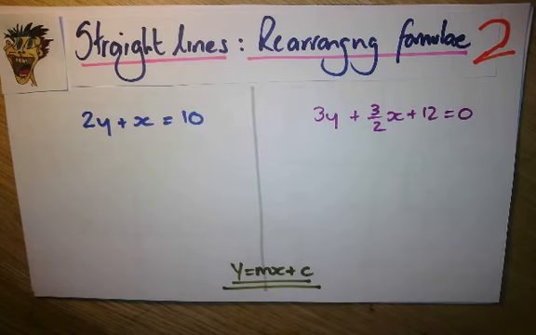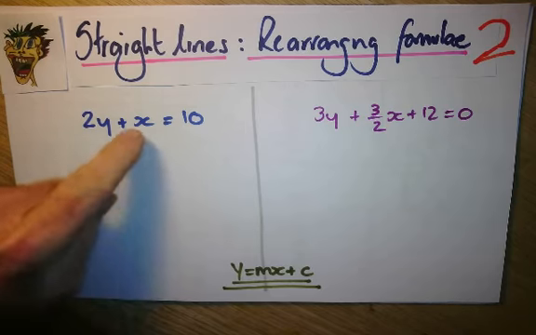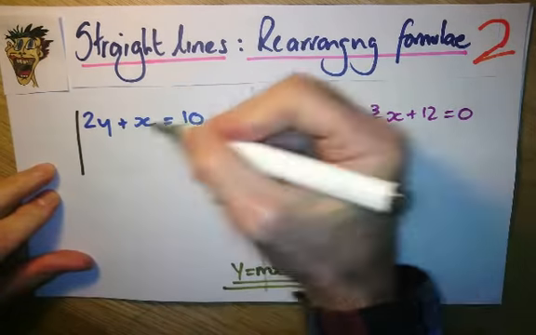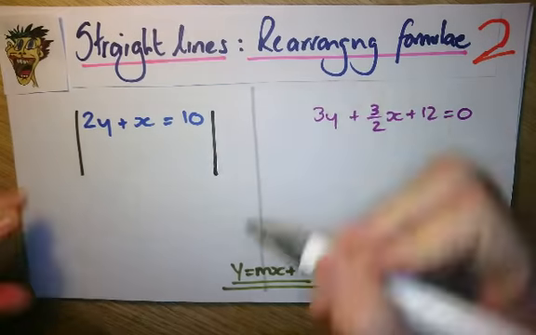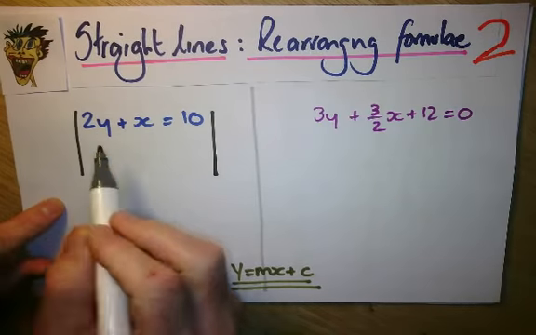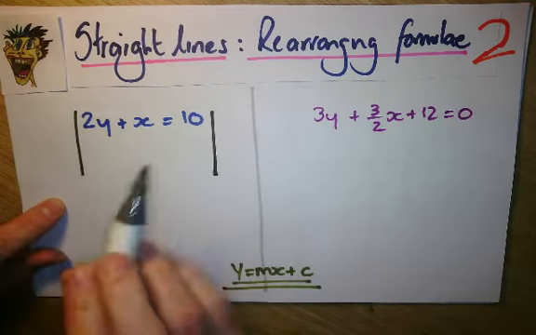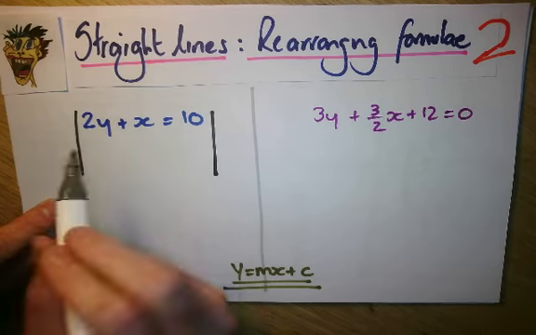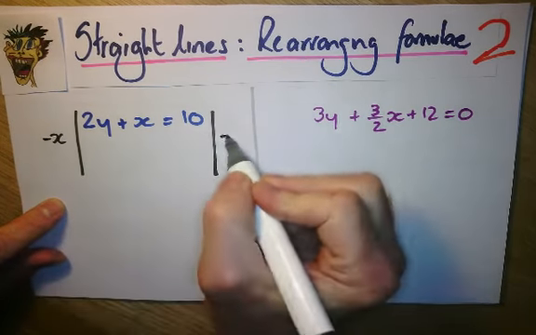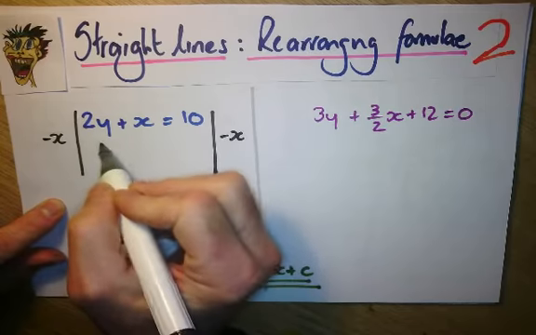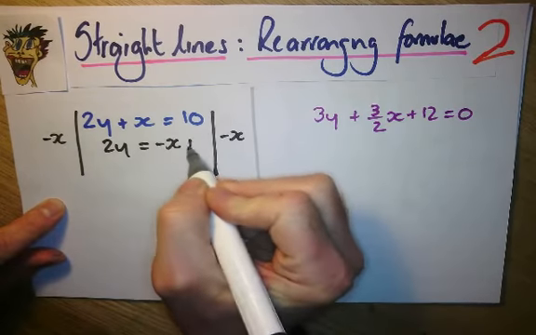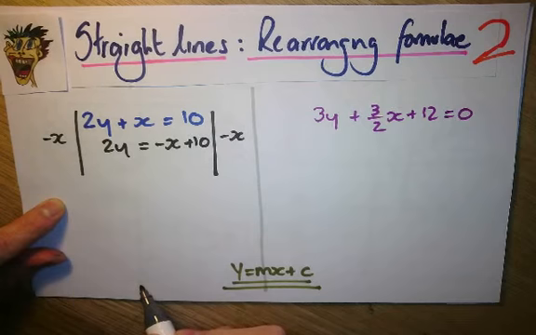Well, let's look at this first one. I want to get rid of the x, and I need to reduce that to 1, don't I? So let's do that. Now, first of all, you don't do the timesing or dividing first, you do the adding and taking away. And here I've got an add. So I want to take it away from both sides. If I do that, I'm left with 2y equals minus x plus 10, or 10 minus x.